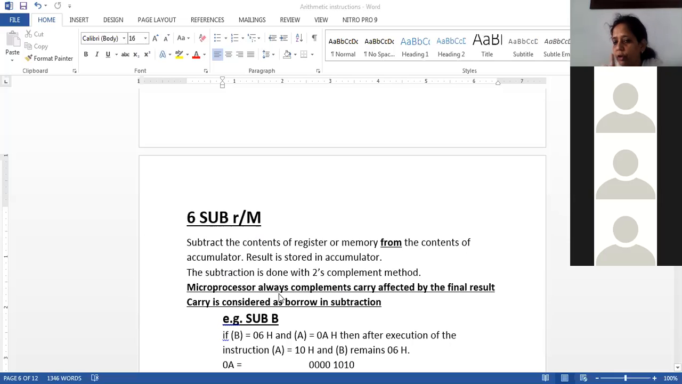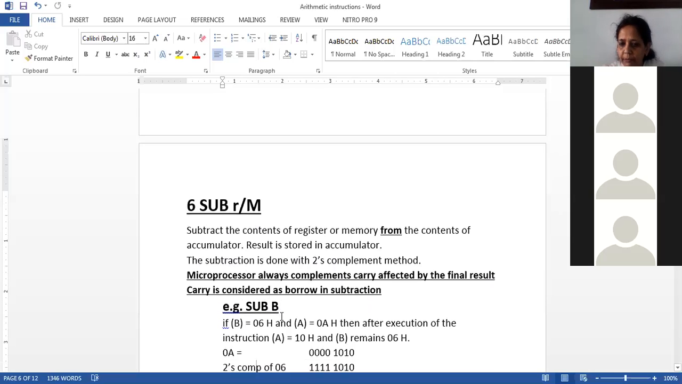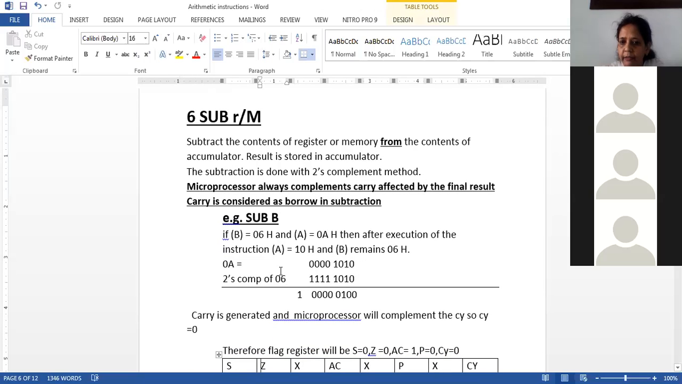The microprocessor always complements the carry affected by the final result, and the carry is considered as borrow in case of subtraction. Okay, now how? Suppose SUB B. B means the B register has something, correct? So the accumulator contents and the B register contents will be subtracted. Now let's assume that A has 0A, B has 06.